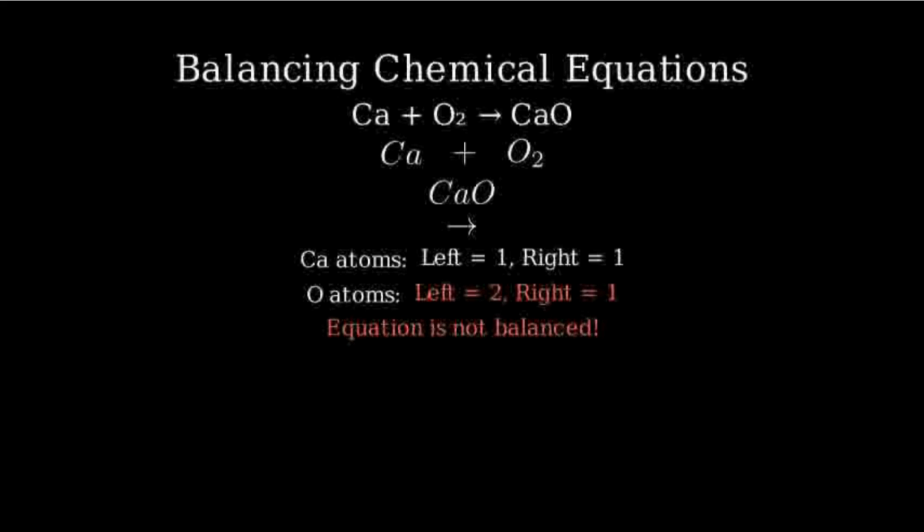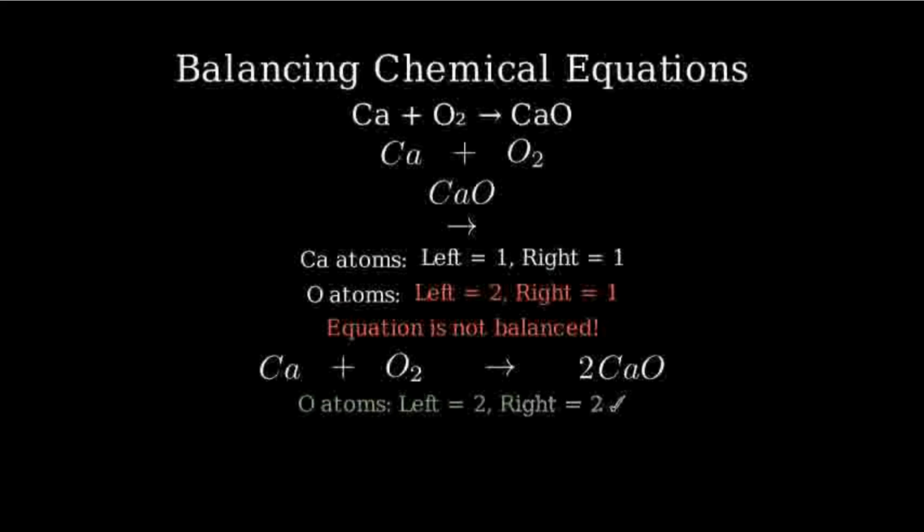Let's balance the oxygen atoms first. To get two oxygen atoms on the right side, we'll add a coefficient of 2 in front of CaO. Now we have two oxygen atoms on both sides. But now we have a new problem.